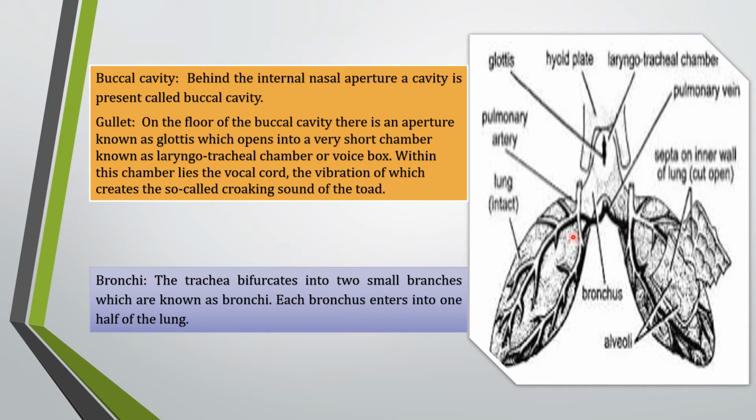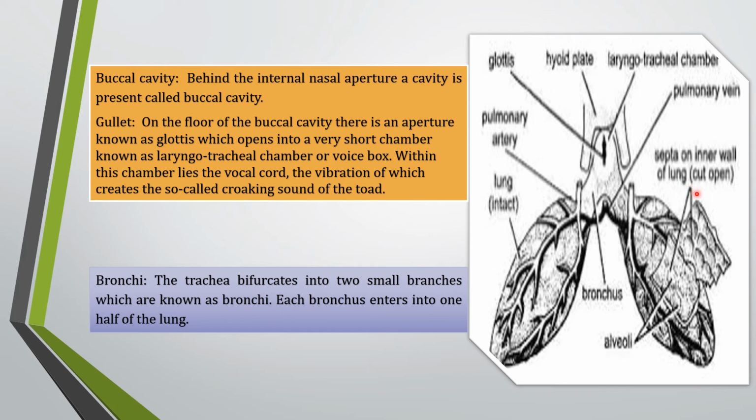Now see the diagram. I am starting from glottis. See this black color line, small line is called glottis. This is obviously pulmonary artery. This is lung. And that is another lung actually. This is pulmonary vein. This is laryngotracheal chamber. This is glottis and this portion, please follow my leisure properly. This is laryngotracheal chamber and this is hyoid plate.